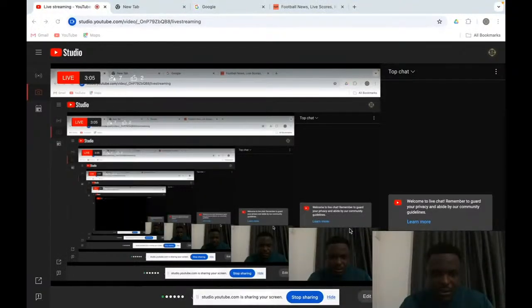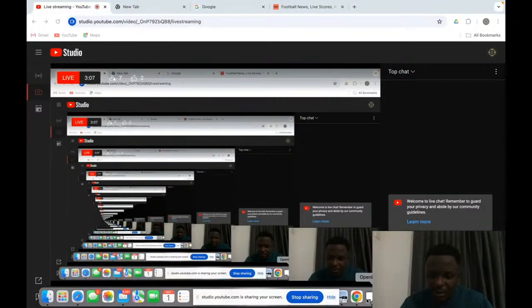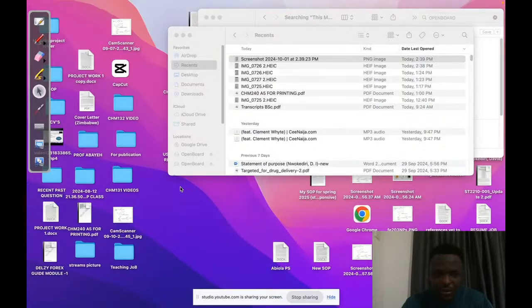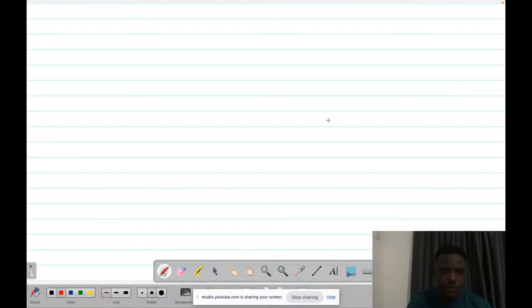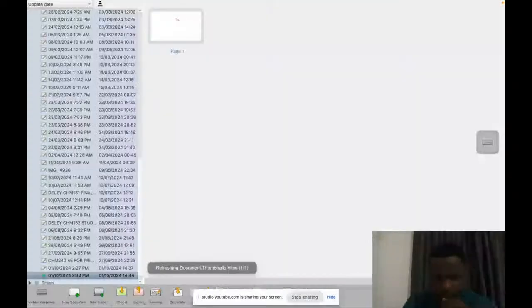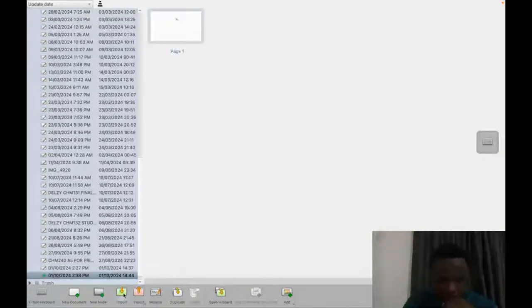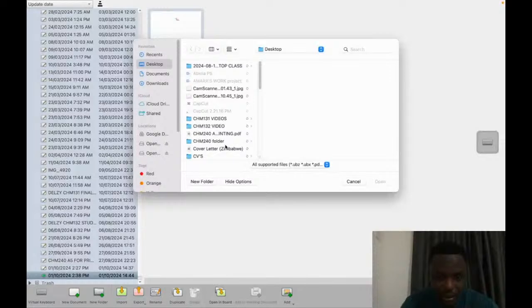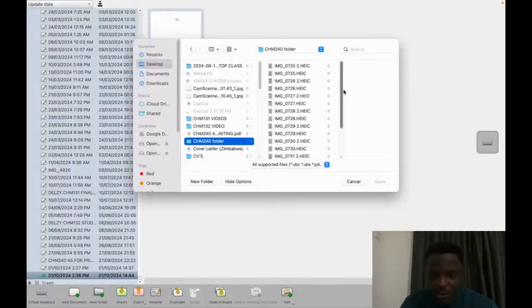Let me switch and see if I can capture my screen, because the first time it was giving me issues. Hopefully it works this time around. Oh, thank God, it's working. All right, we are good to go. Let me import the past question. Remember, today's class we want to talk about past questions, so hopefully we'll be able to achieve something today.